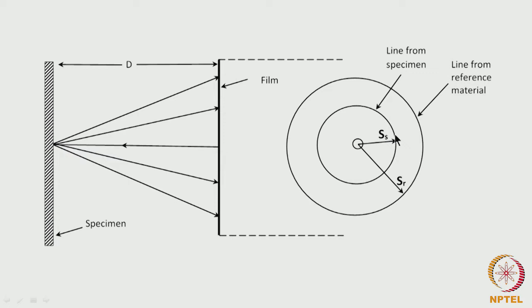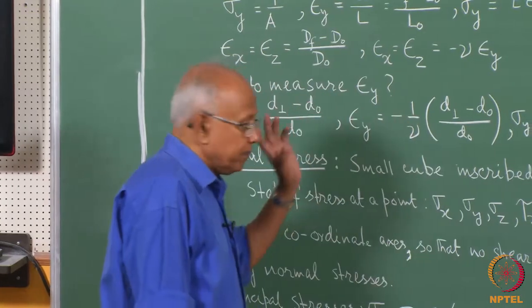So, by comparison with the reference material for which the lattice constants are known, we can find out from the Debye ring of the actual specimen what the lattice parameter should be. This will be an accurate measurement of the lattice parameter. So, this is what we do over here.